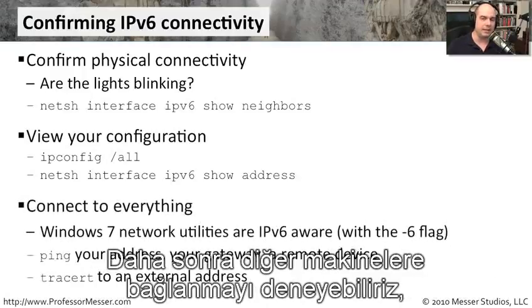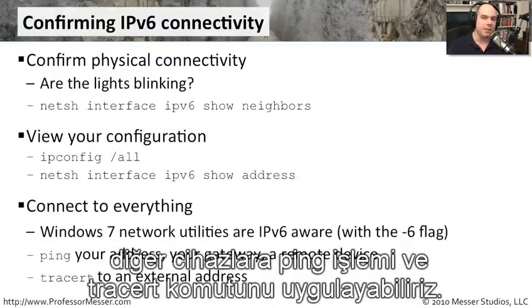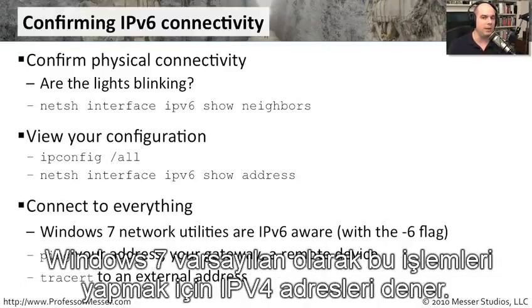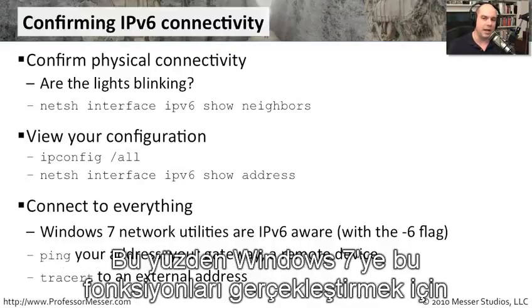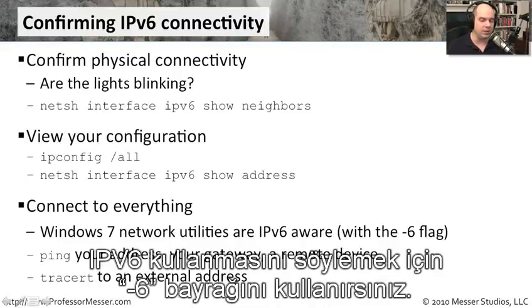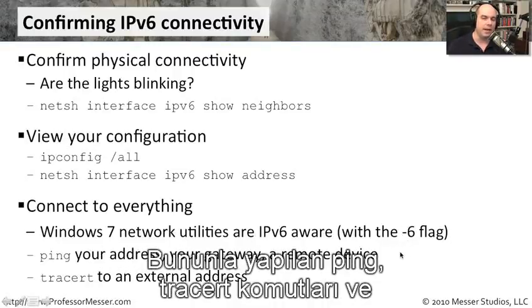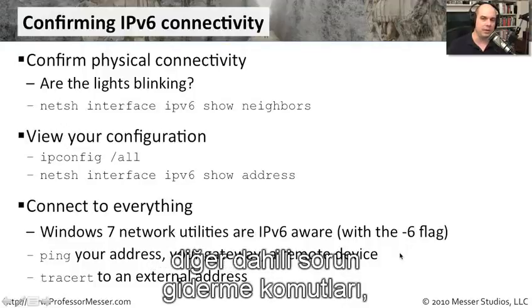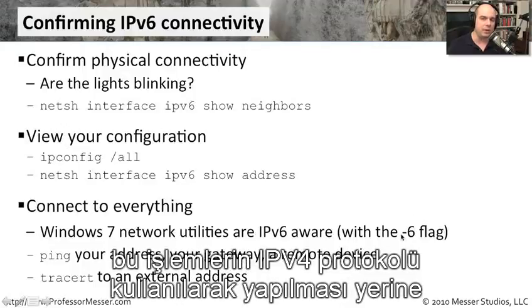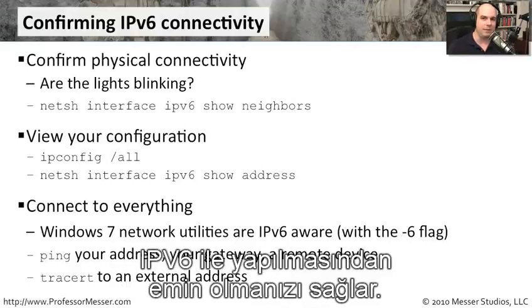And then we can try connecting to other devices. We can ping other devices. We can trace route other devices. By default, Windows 7 is going to try to use IPv4 to do that. So to tell Windows 7, I want to use IPv6 to perform these functions, use a -6 flag. And that's with your ping and your trace route and those other built-in network troubleshooting commands. And that will make sure that Windows 7 uses IPv6 to run those commands rather than the IPv4 protocol.